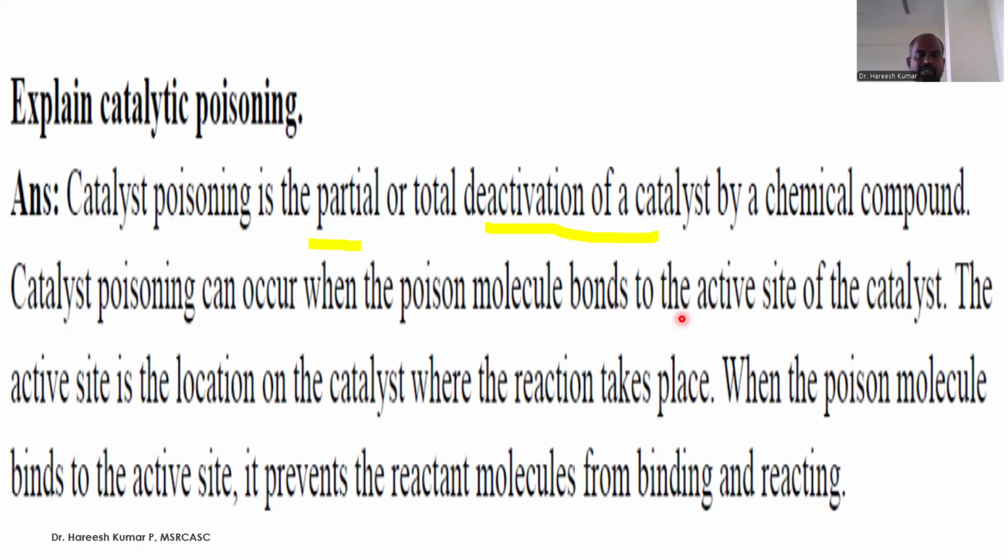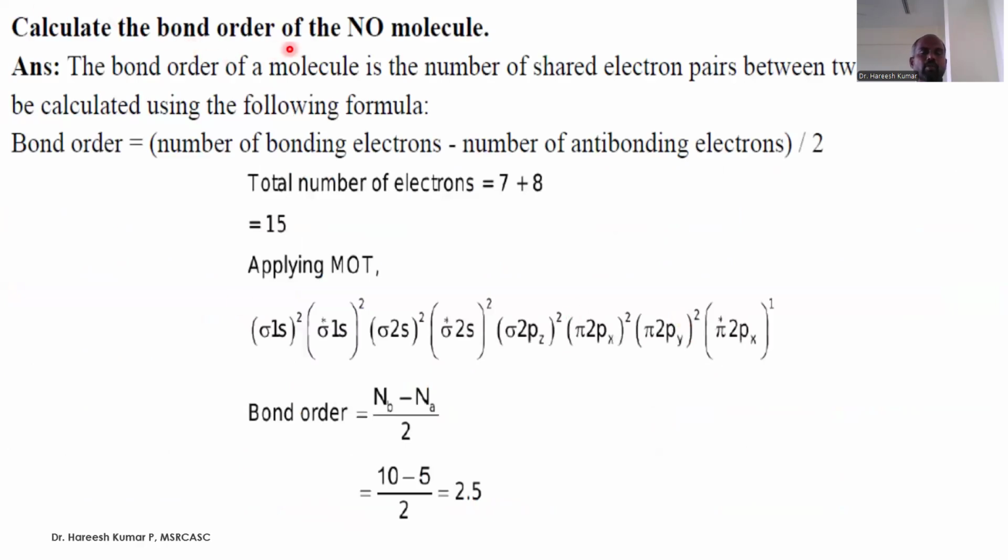Let's take one more question. Calculate the bond order of a NO molecule. NO means nitric oxide. The bond order of a molecule is the number of shared pairs of electrons between two atoms. It can be calculated using the following formula. Bond order is equal to the number of bonding electrons minus the number of anti-bonding electrons.